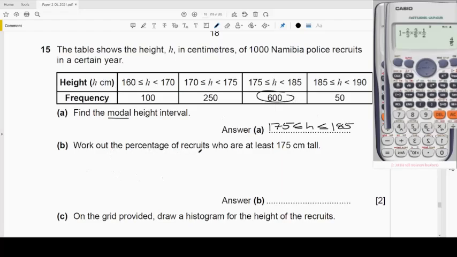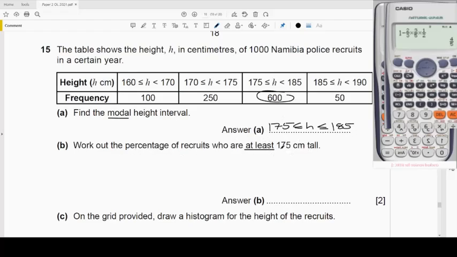B, work out the percentage of recruits who are at least, so again, these words, at least 175 centimeters tall. So at least means 175 is the smallest it can be. You want 175 or more. So here, 175 is the lowest, and they increase in that way. So you need to find out how many are at least 175, and then you divide that by the total and then multiply by 100%.